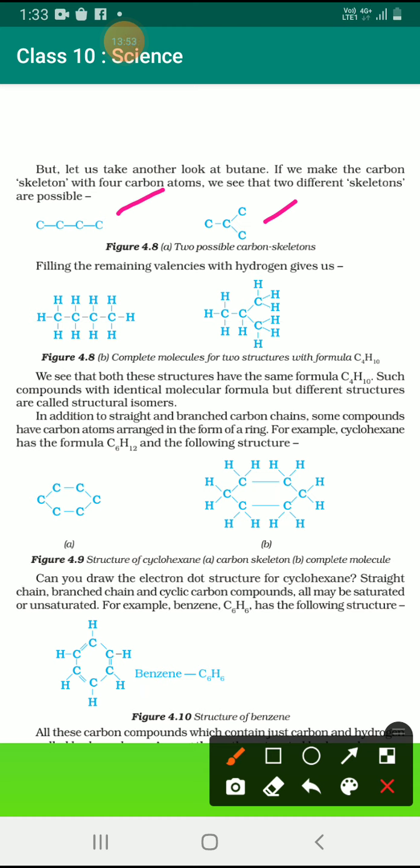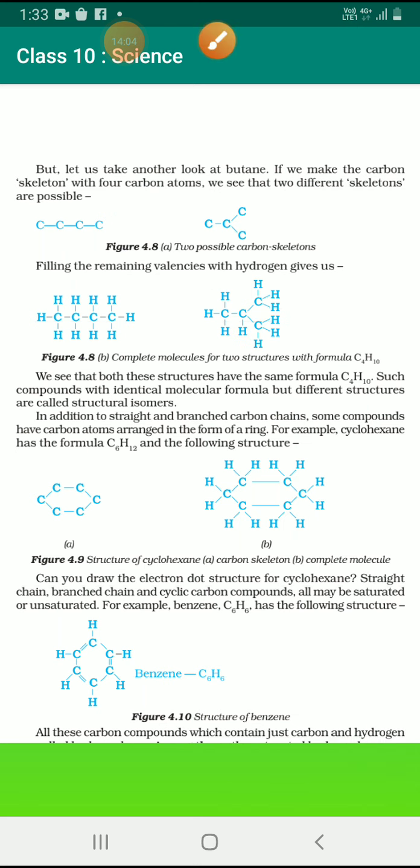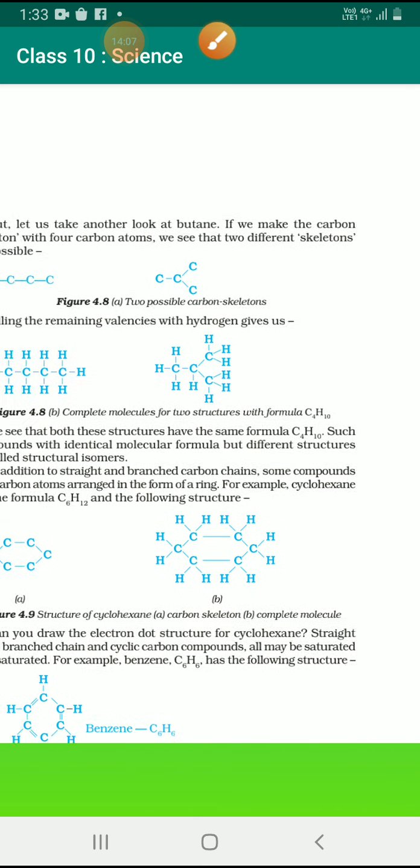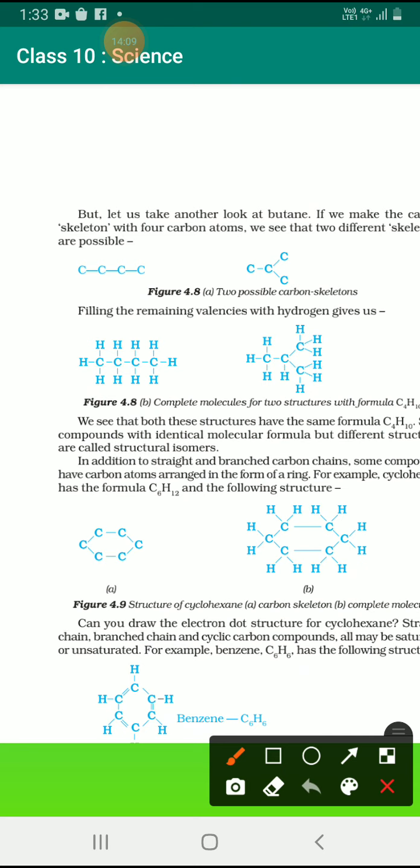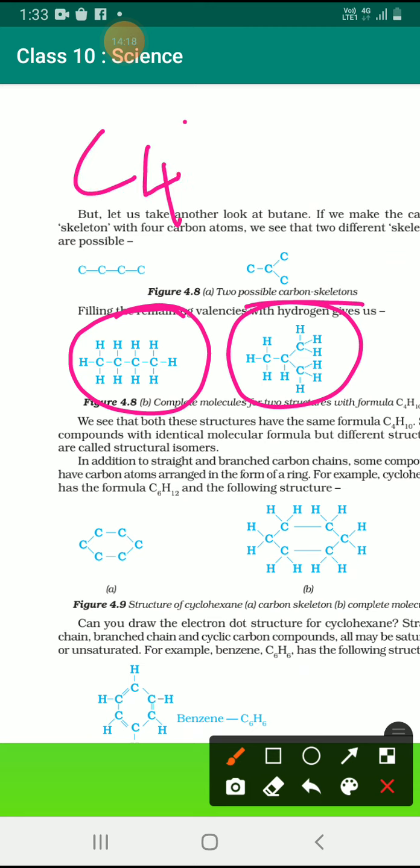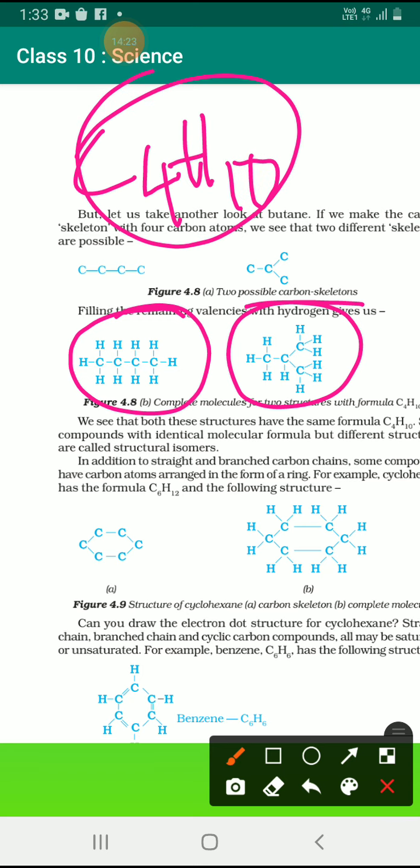So filling the remaining valences with hydrogen gives these kinds of structures, right? So complete molecules of two structures with the formula C4H10. It does mean that C4H10 can be arranged in 2 ways. One is this C4H10, another one is this C4H10. The molecular formula is the same, but the structural formula differs. Look here, this is C4H10, this is C4H10.